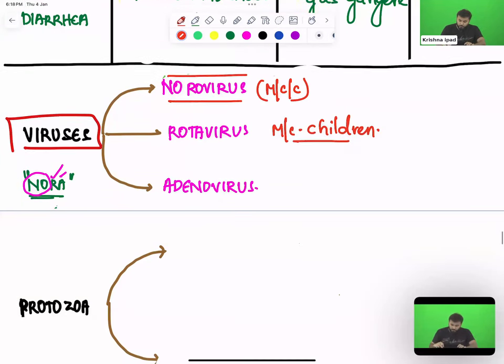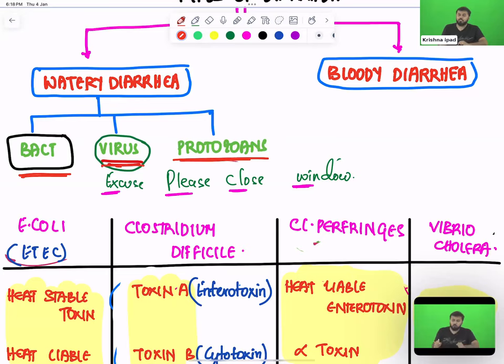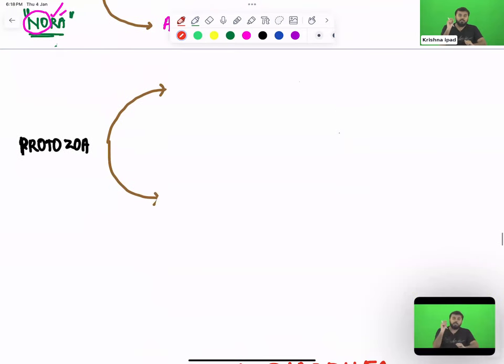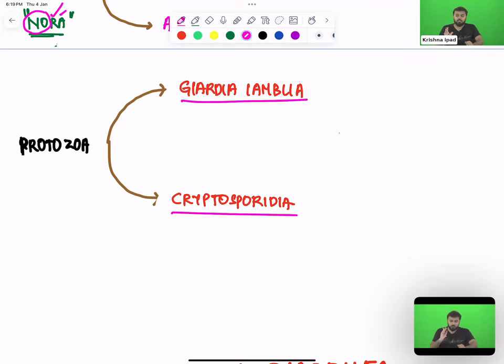Now, when it comes to protozoa, see here, bacteria is finished, virus is finished, now protozoans. Within the protozoa, there are two important protozoans that cause diarrhea. One is Giardia, complete name Giardia lamblia. Another one is Cryptosporidium. So Giardia lamblia and Cryptosporidium are the two organisms which cause watery diarrhea among protozoans.